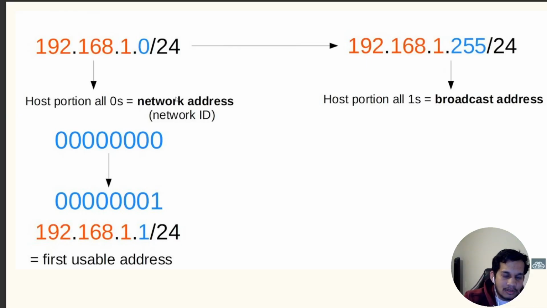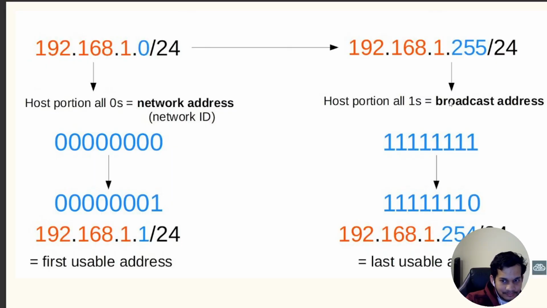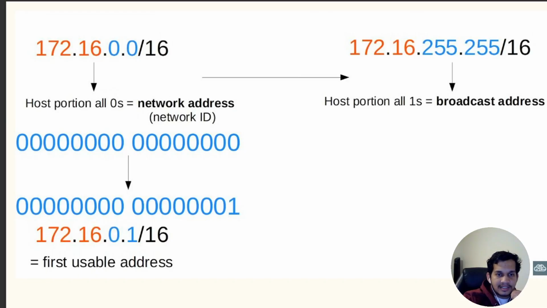So how do we find the first usable address? As I told you, the host portion of all zeros is the network address, so if we add 1 to that, you will get your first usable address. And for the last usable address you just need to subtract 1 from the broadcast address. As you see, 1111 makes 255, and then just subtract 1, that is called the last usable address.